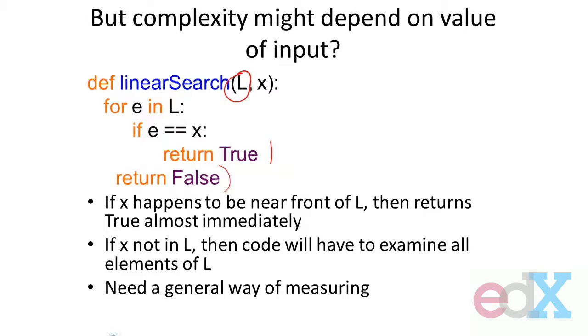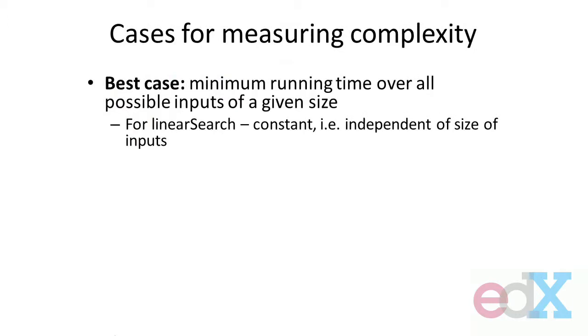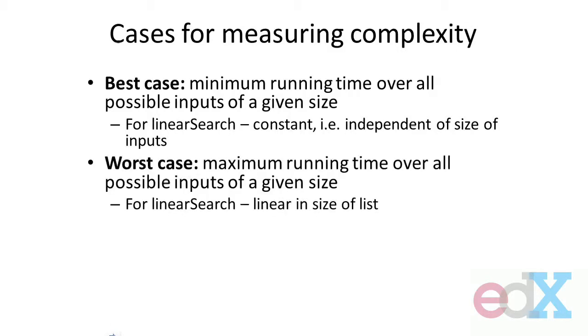So what we're going to do as a consequence is think about the different cases under which we can measure complexity. Well, the first one would be what we could call best case. It's the minimum running time over all possible inputs of a given size. So for all possible lists of some length, for example, what's the best case I could see? Well, for linear search, the answer will be constant. It would be independent of the size of the inputs in the best case, because it would be the first thing I look at. That's not very helpful. An alternative is to look at the worst case.